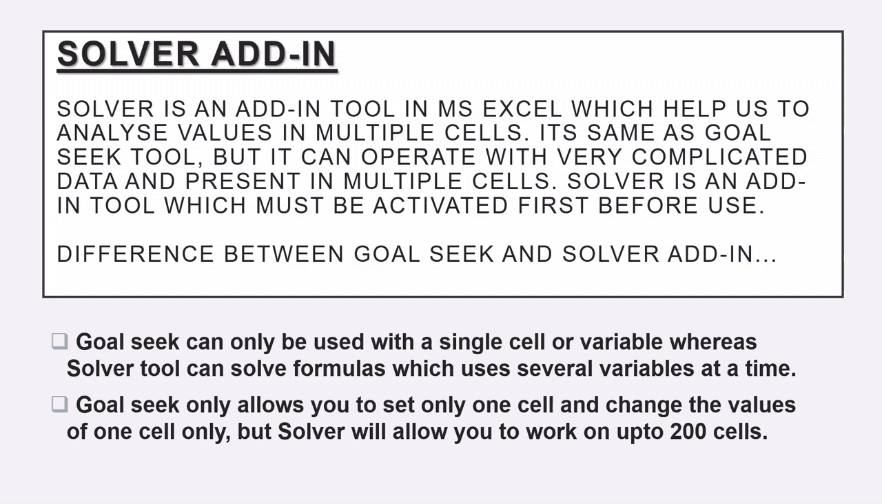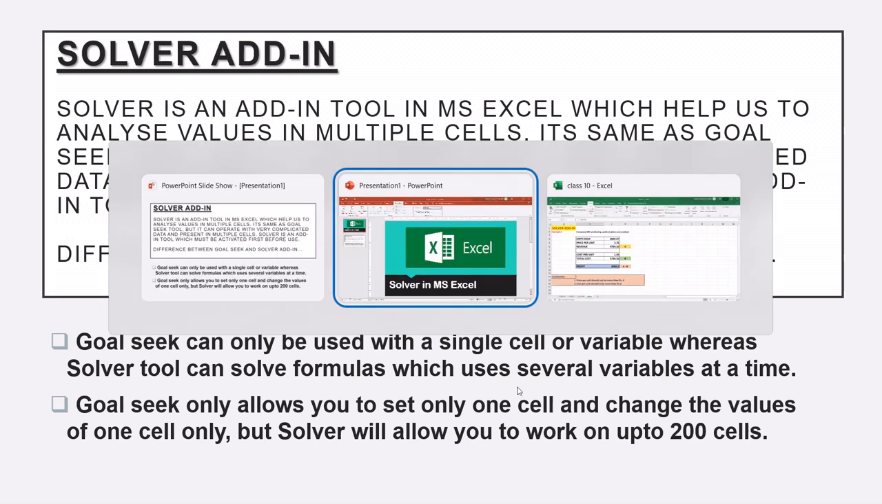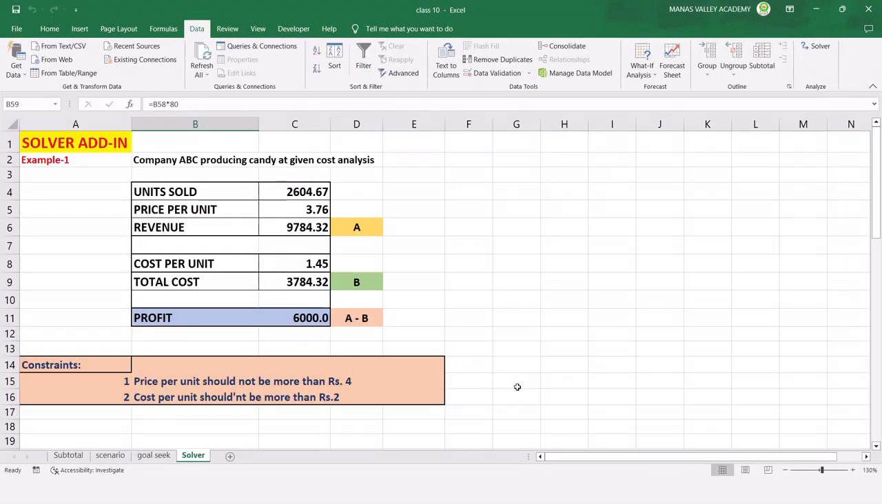So this is a very important feature of the Solver tool, where we can check values in up to 200 cells, change the values, and then find the final output. It's a very powerful and important feature of MS Excel. Now let us see in MS Excel practically how we can use Solver.